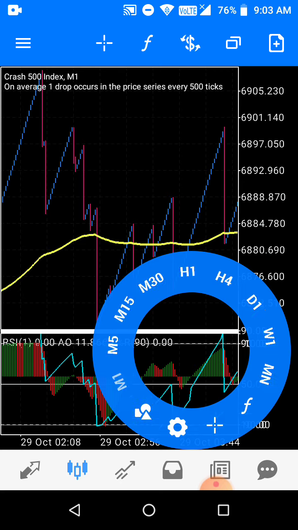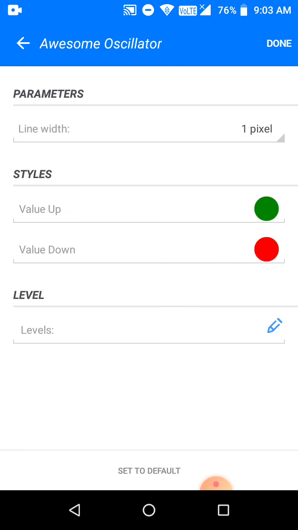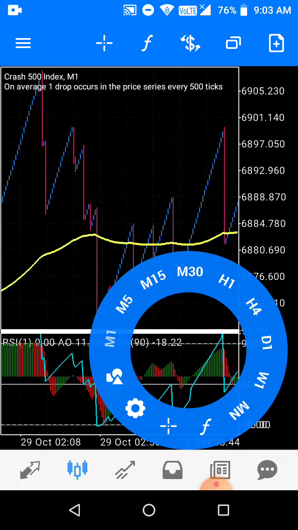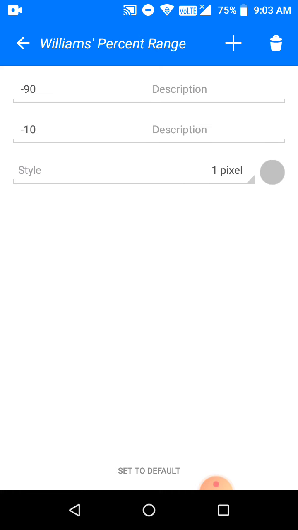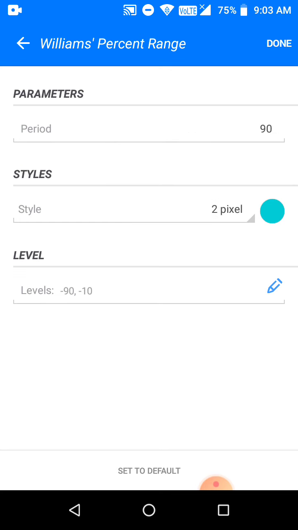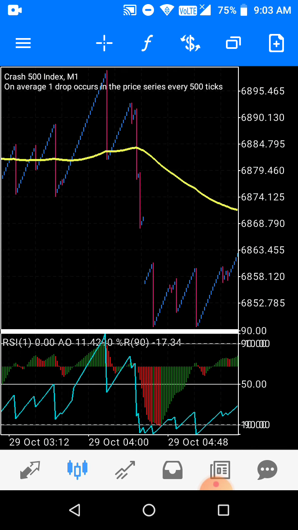Okay guys, so next I have the awesome oscillator. It's just the way it is. Click done. Then lastly we have our Williams percent range. It's at 90, the color is blue. It's still the same, negative 90, negative 10, nothing changed from our last scalp video. Then that is it. Click done, guys. Then you have your strategies set.